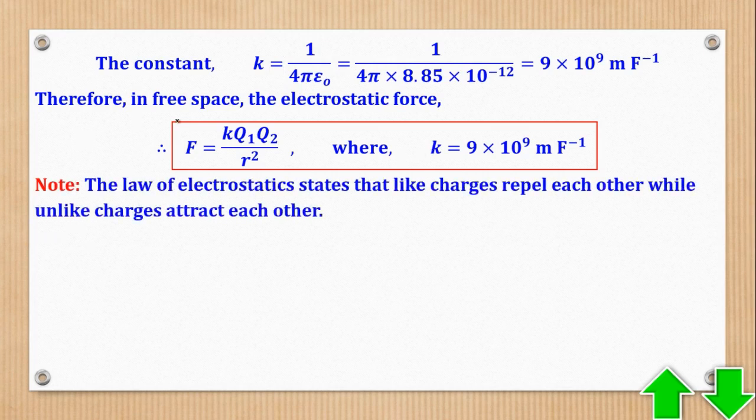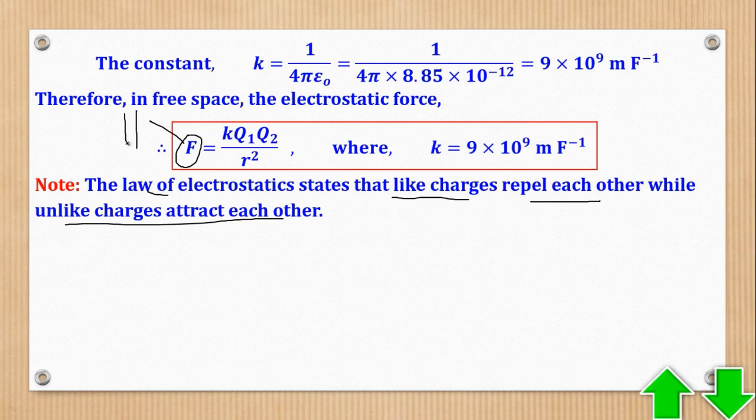Now that we have seen how to calculate the force, we need to know the law of electrostatics. It says that like charges repel each other while unlike charges attract each other. Why do we need to know this law? It is because force is a vector quantity. Therefore, when we are asked to calculate force, we need to write magnitude and direction.